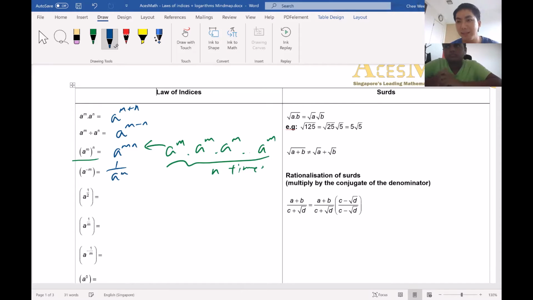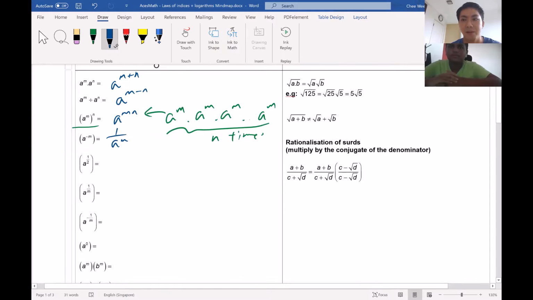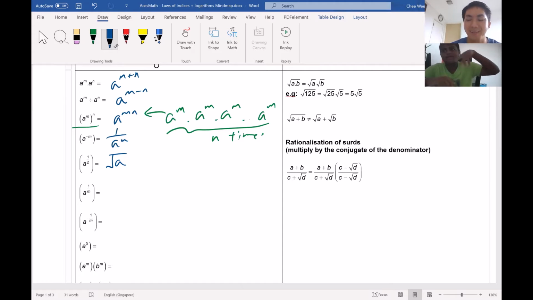Whenever I see negative powers, I try to do this right away. I want to work with positive powers only, I don't want to work with negative powers. And a to the power of half? Square root a. And a to the power of 1 over m? The m-th root of a. So square root actually means power 2 here, there's always an invisible 2 here all along, but we don't really write it usually.